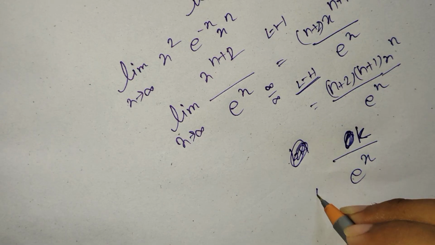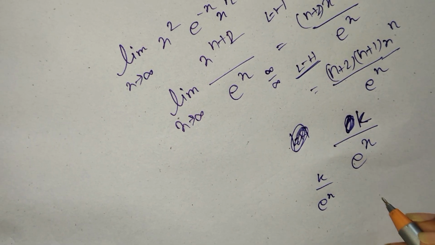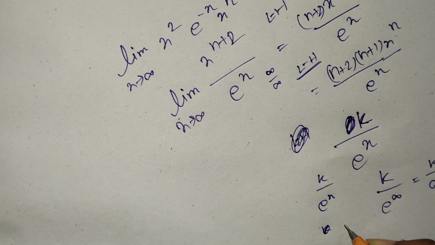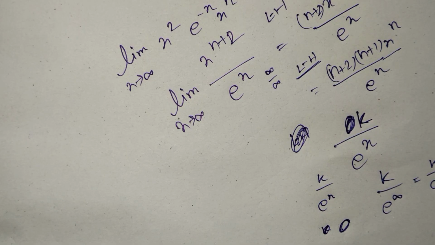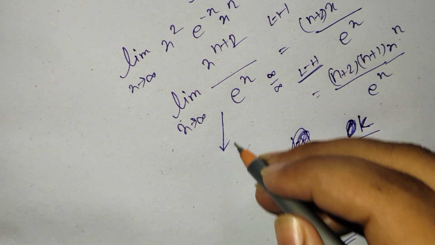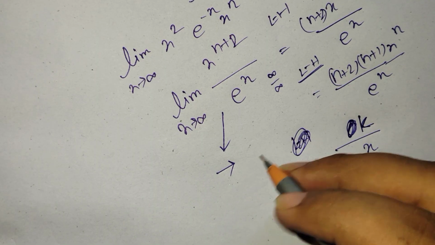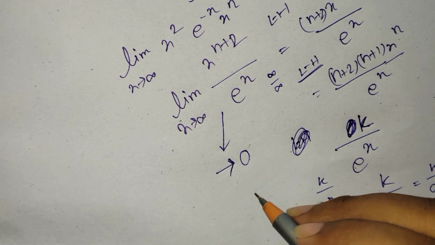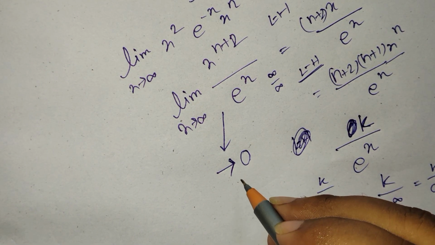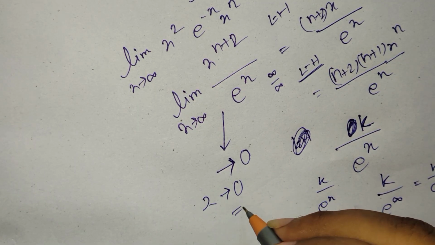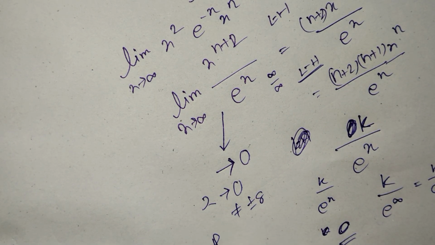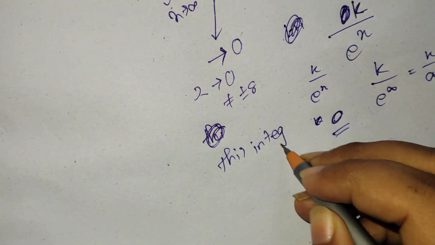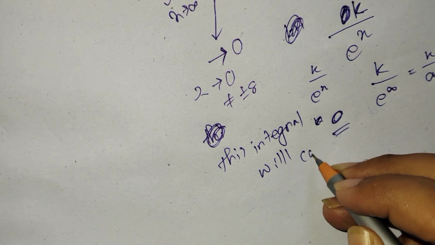This is basically constant by e to the power x, and x is tending to infinity. So basically constant by e to the power infinity, which is k by infinity, and something by infinity is 0 always, because infinity is a very large number, right? So we can say this limit will be, let's say, 0. This limit will be tending to 0. Okay, fine. So now you can say as lambda is tending to 0 and not equal to plus minus infinity, this integral will converge.